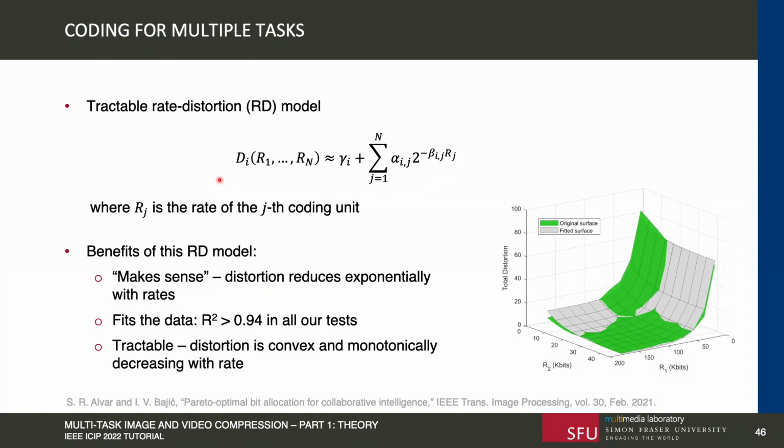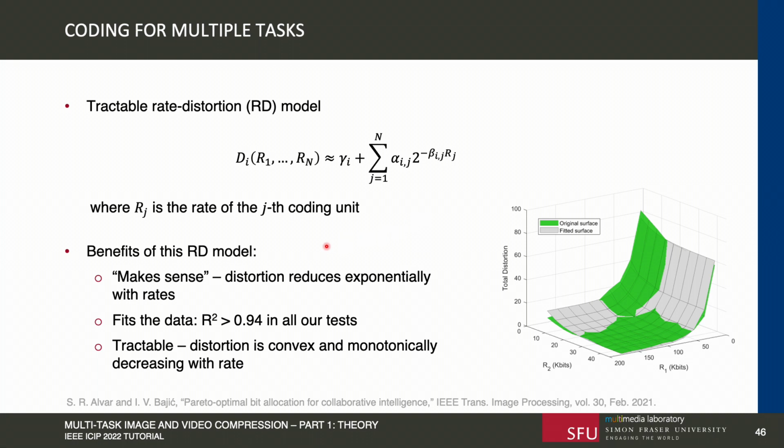So it has multiple benefits. The first is that it makes sense considering other results in rate distortion theory. So in the few cases where the rate distortion function for a source is known explicitly, and those would be things like Gaussian source with the mean square error distortion, or Laplacian source with the mean absolute error distortion, in all those cases, the distortion decays exponentially with the rate, and so this kind of model acknowledges that. So from that point of view, the model makes sense.